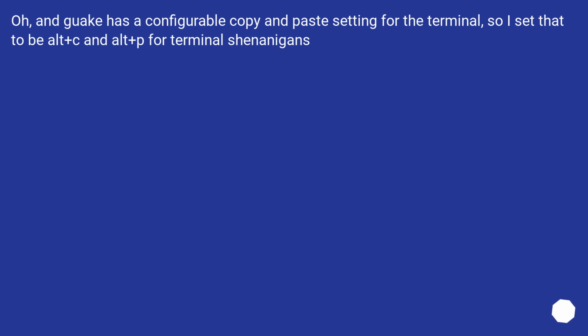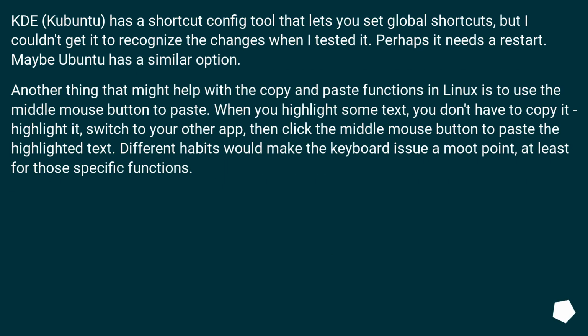Oh, and Quake has a configurable copy and paste setting for the terminal, so I set that to be Alt plus C and Alt plus P for terminal shenanigans. Today, Ubuntu has a shortcut config tool that lets you set global shortcuts, but I couldn't get it to recognize the changes when I tested it. Perhaps it needs a restart. Maybe Ubuntu has a similar option.